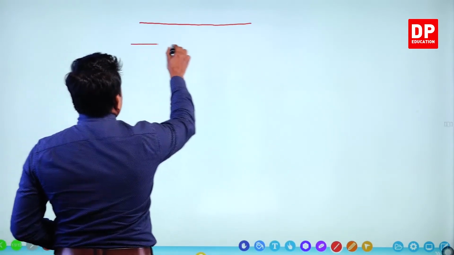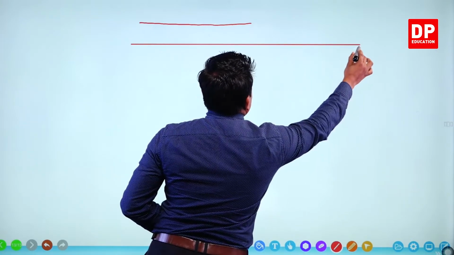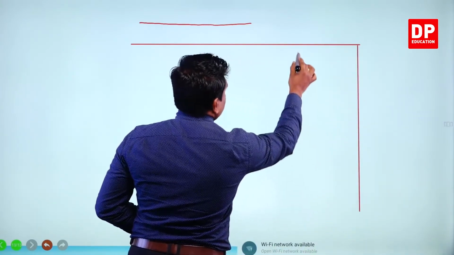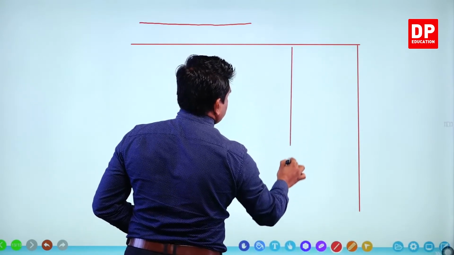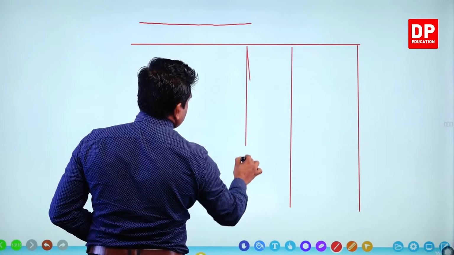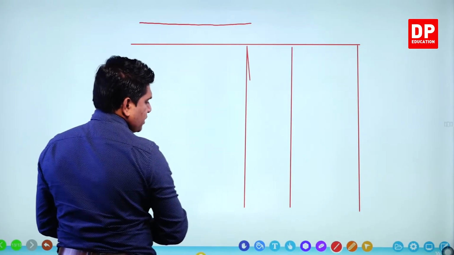This is the statement of financial position, right? Statement of financial position. On the top we write non-current assets.